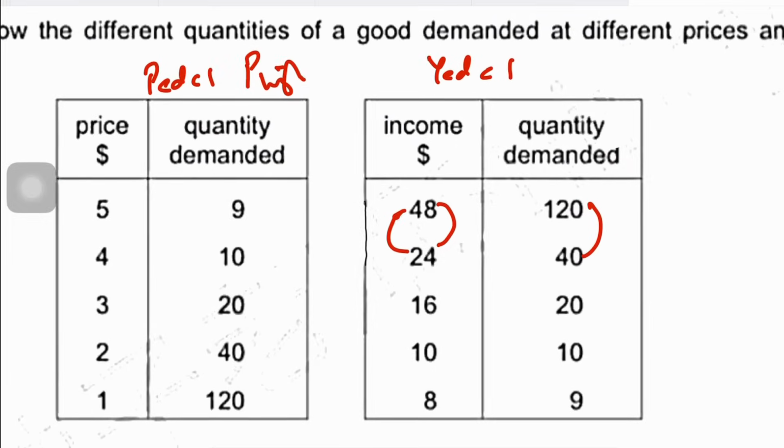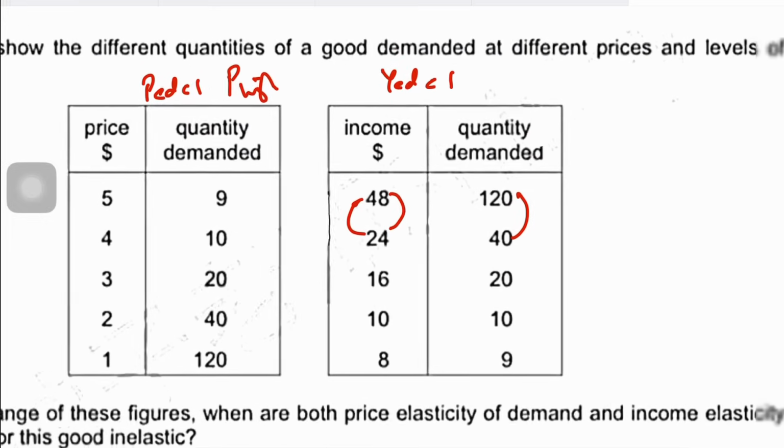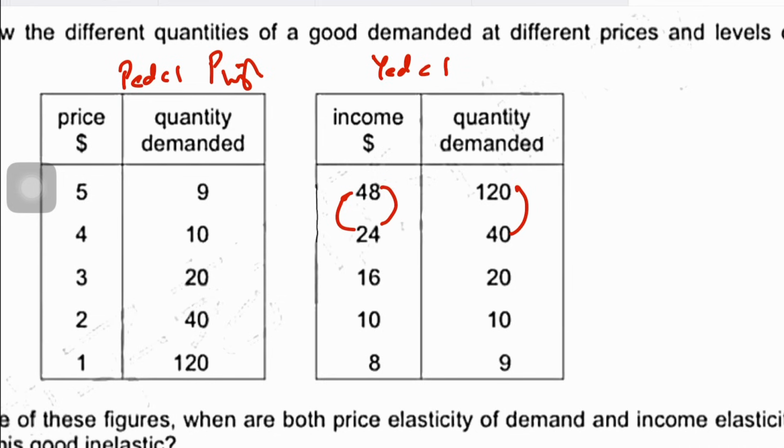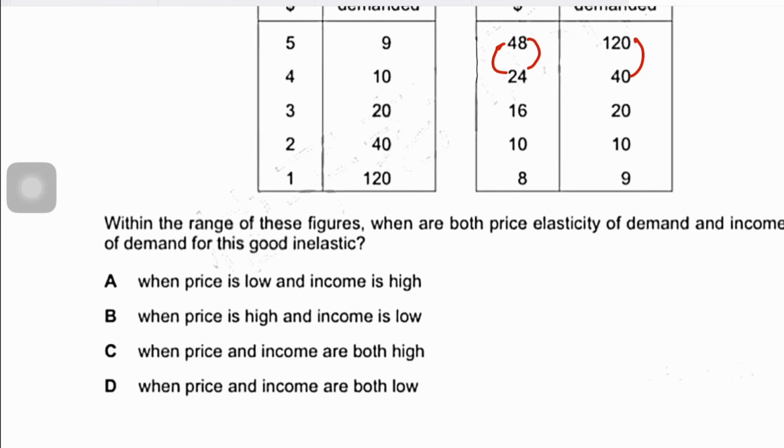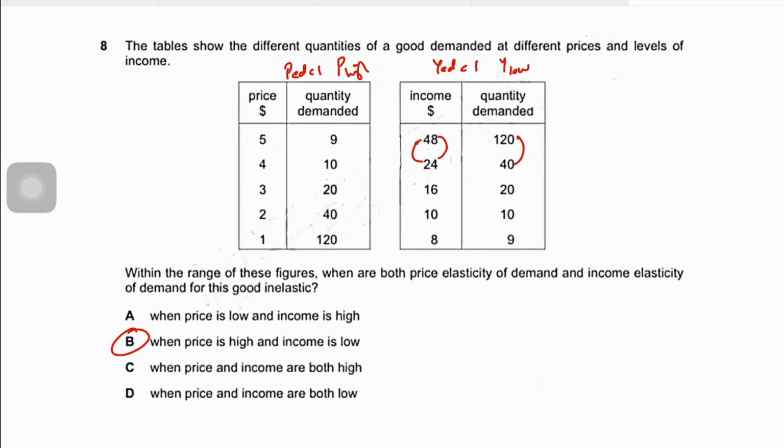So for YD being less than 1, it is inelastic when your incomes are low, right? When your incomes are low. So what follows is that the correct answer for this should be when price is high and your income is low. Correct? Right, guys?